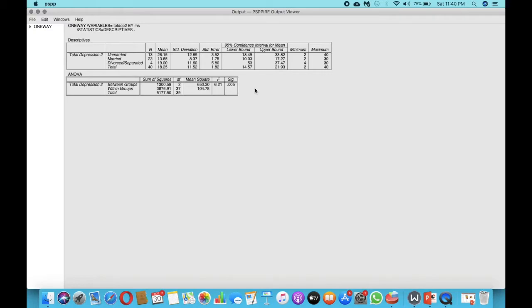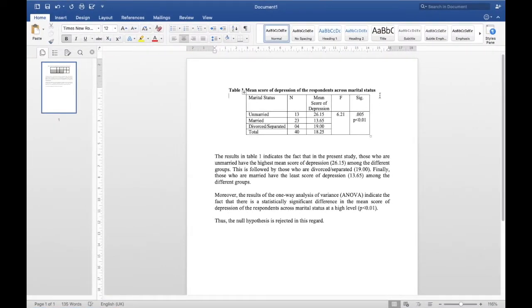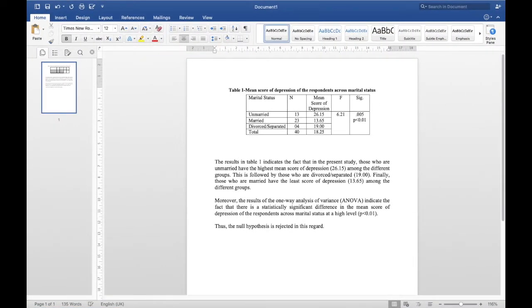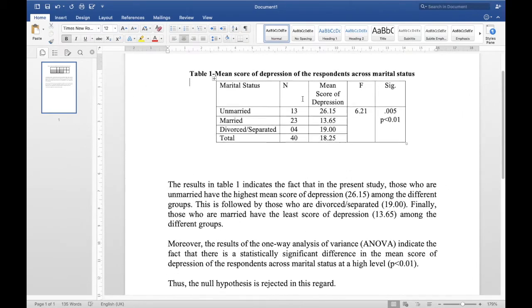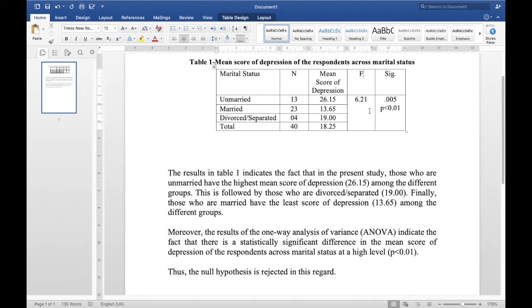I've created a table and explained the results that we found. In this table, you have the marital status. You have the N, which shows the number of observations, the number of respondents. Then you have the mean score of depression of the respondents, the F statistic, and then the significance. What is the F statistic? The F statistic is what we use to find out whether there is significance or not. That's all you need to know. The F statistic is calculated automatically by the computer, and based on that, you get the significance value which we interpret.